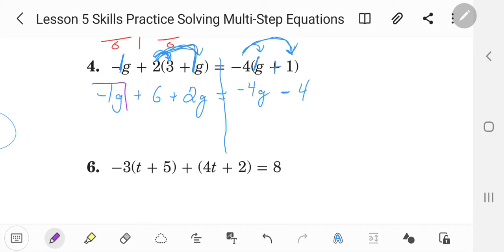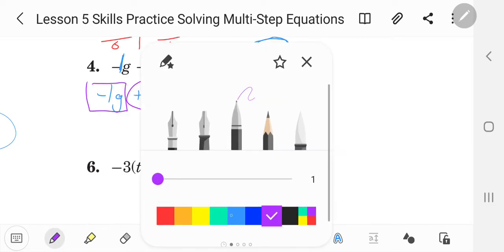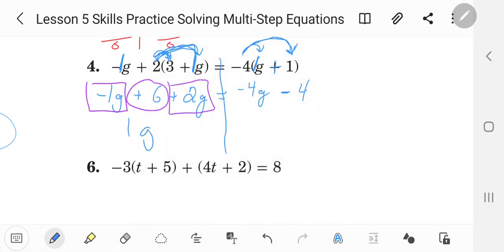I see that when I do this, I have 2 terms with g's, so I can combine those. Negative 1g plus 2g would be just a regular old 1g. Bring down the plus 6, and I bring down the negative 4g and the minus 4.